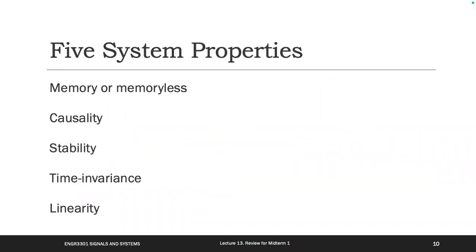Okay, let's try to review 5 system properties. Yeah, we have memory or memoryless, causality, stability, time invariance, and linearity. I will now review each specific one, and I will give you some equations. Memoryless means the output only depends on the present input. That makes sense to you? Am I right? And causality is that the output depends on the present input and the previous input. Am I right?